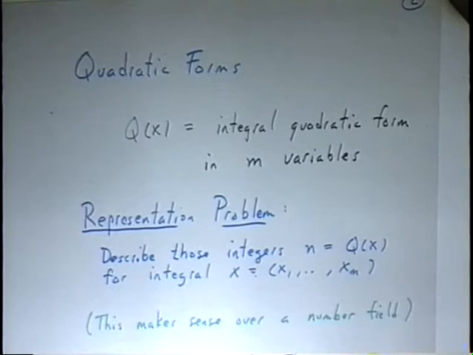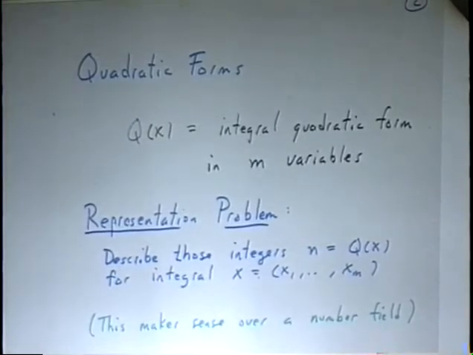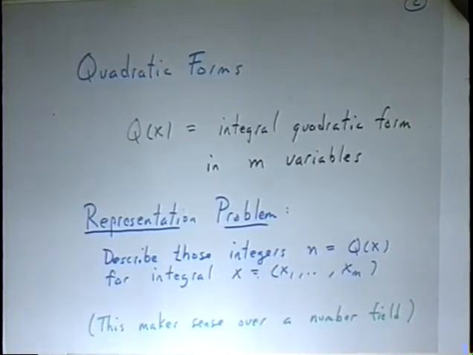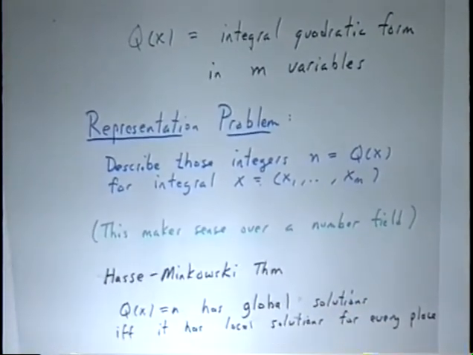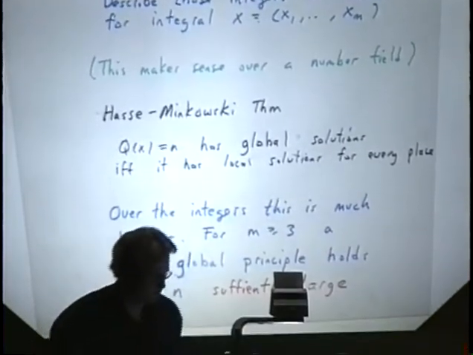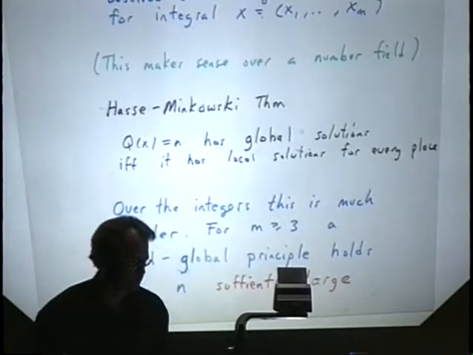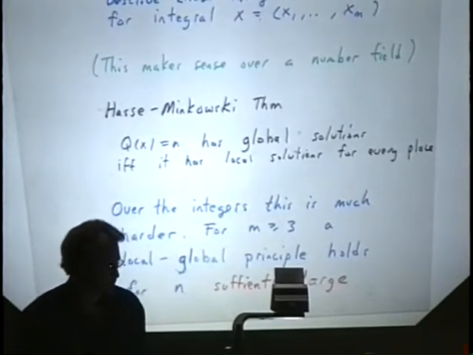In particular, if you look at the quadratic form over Q, one has essentially the perfect answer given by the Hasse-Minkowski theorem: an integer or rational number is represented over the rationals, has global solutions, if and only if it has local solutions for every prime, for every place in general over a number field. So this is the famous local to global principle of Minkowski, generalized by Hasse to number fields.